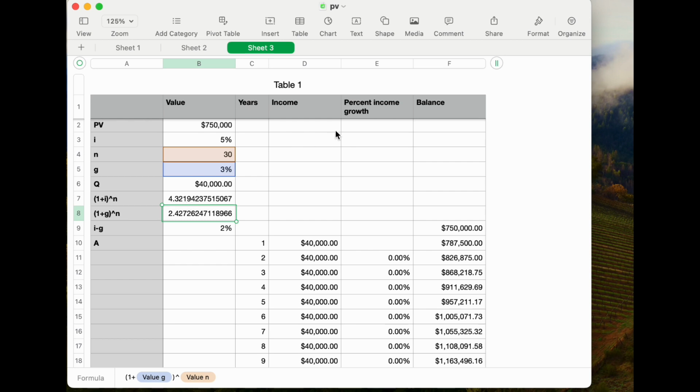The income column will be our annual withdrawal from savings plus our pension. The percent income growth will be the percent growth of the income column. Note that it is 0 because the income is currently fixed income. I put this in as a double check to make sure that our income really increases with the cost of living. The balance column will be the expected performance I over the previous year minus the payment amount.